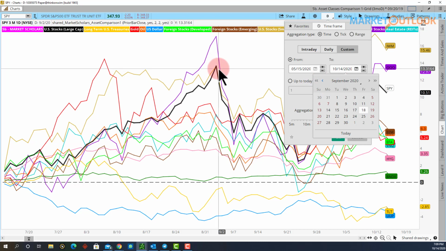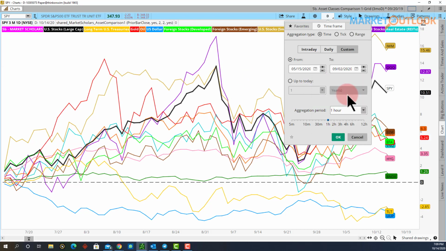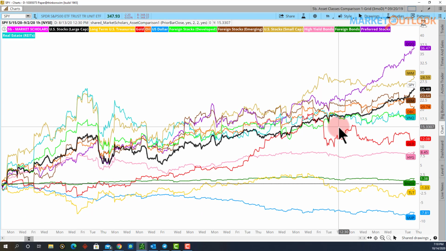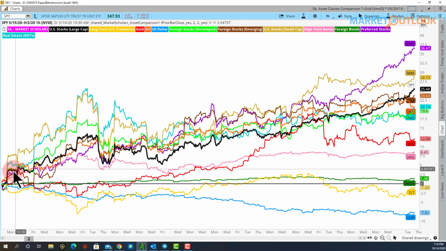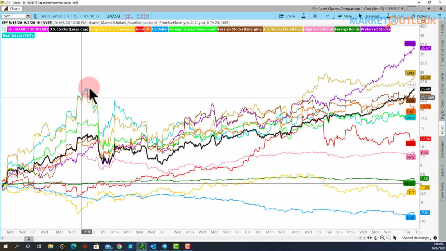And we'll go up to, let's see, where was it? September the 2nd is when this finished. There we go. Keep it on the hourly chart. So there's the move that we had. Again, big strong move in the S&P 500 with that big move to the upside in equities.